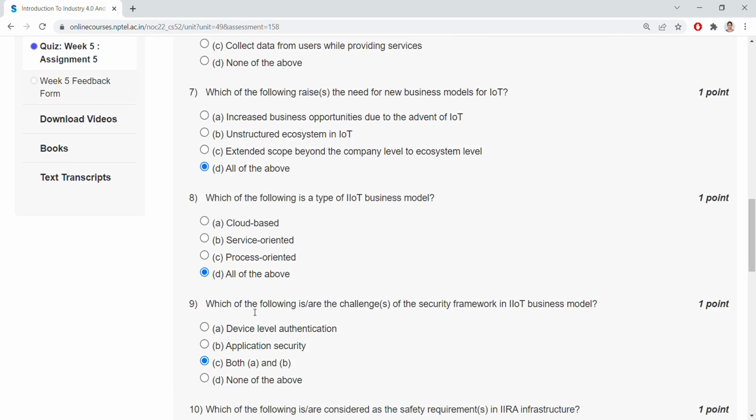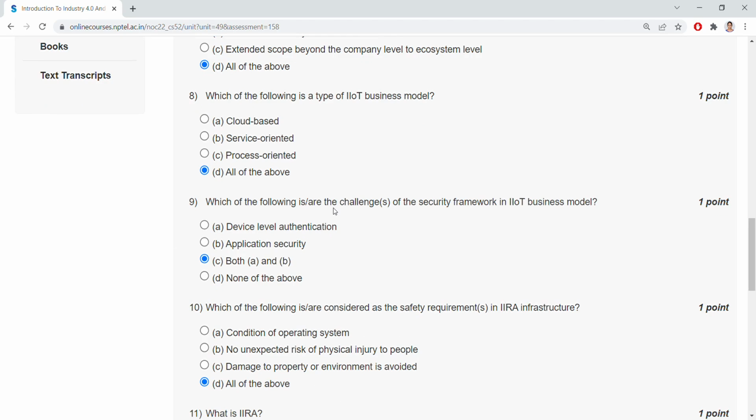Which of the following is a type of IoT business model? Cloud-based, service-oriented, process-oriented, all of the above. Which of the following are the challenges of security framework in IoT business model? Device level authentication, application security, both A and B.